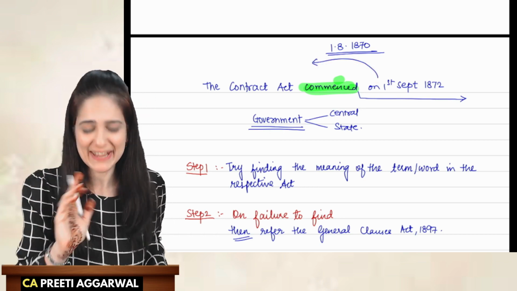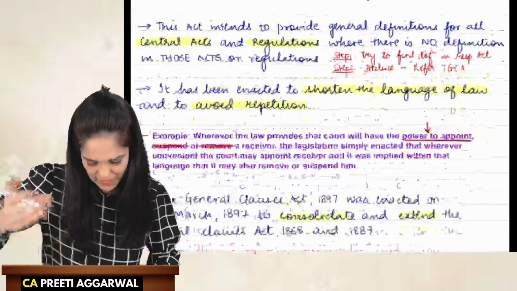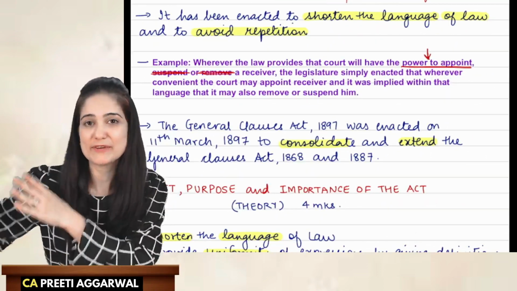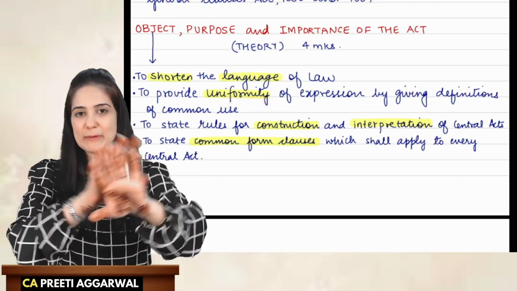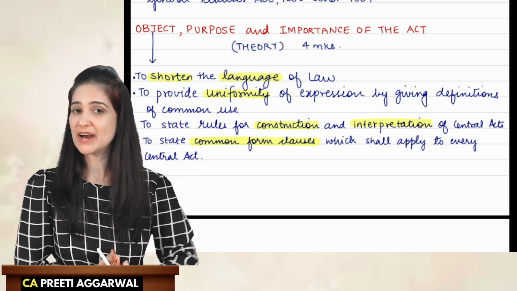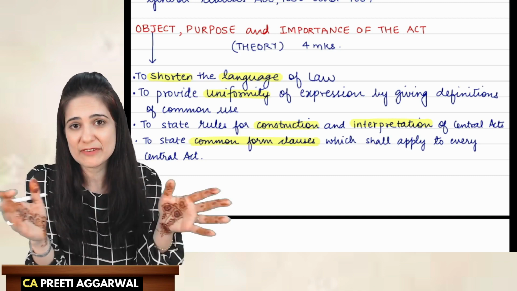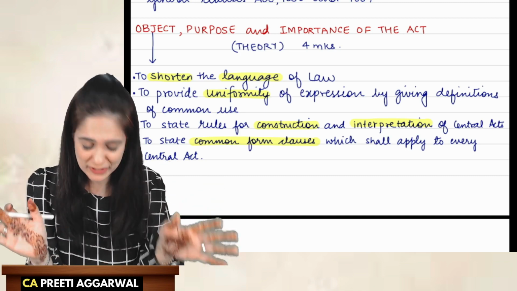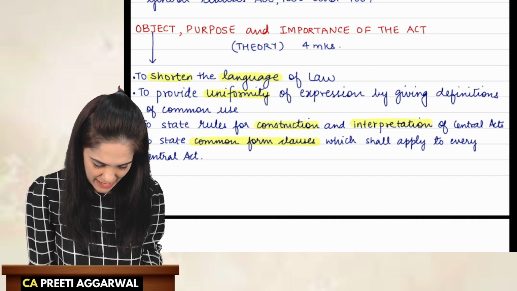Just for your knowledge, I thought you may be curious to know. Commencement means it starts from that date. It has a prospective effect. We are trying to provide uniformity. Every person who is reading the word will have the same meaning which we are giving. Every person will attach the same meaning to that word used anywhere, in whichever act they are referring to. It states the rule for construction and interpretation.